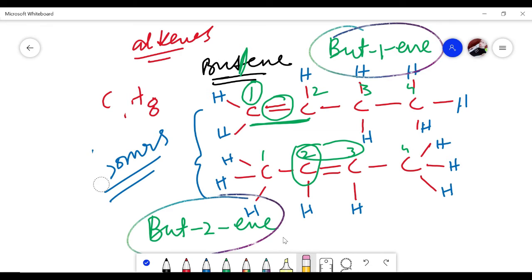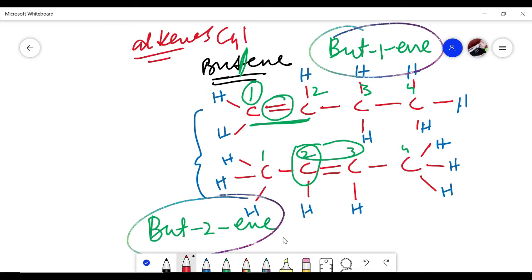Is there any other possibility for this? Let us see. How many carbons do we have? We have 4 carbons and how many hydrogens? 8 hydrogens. So now is there any other possibility for an isomer? We have 4 carbons and 8 hydrogens. Can we arrange them in a different way? Let us see.